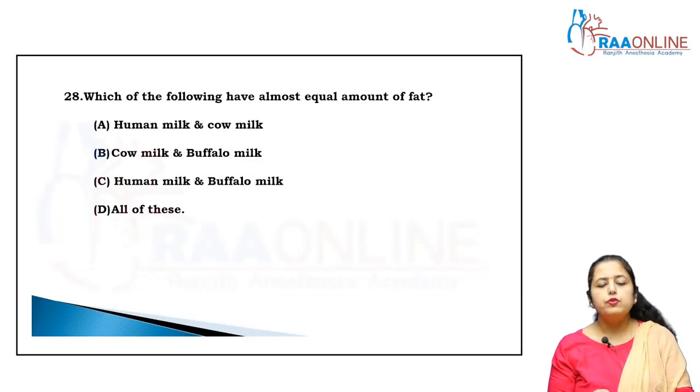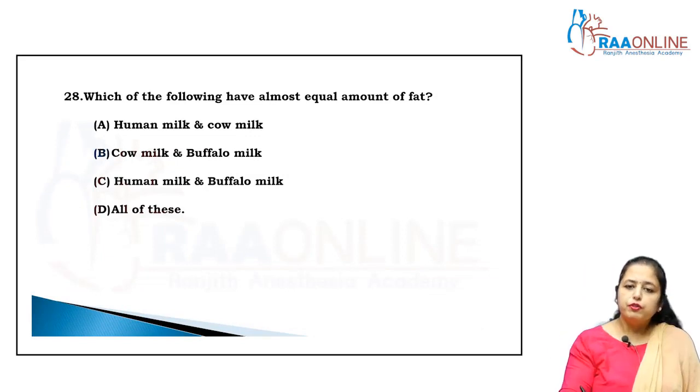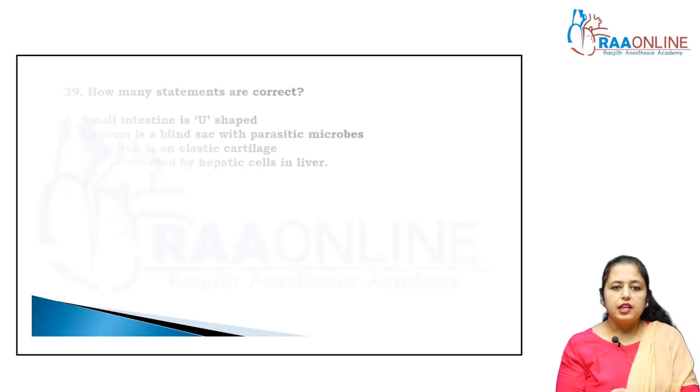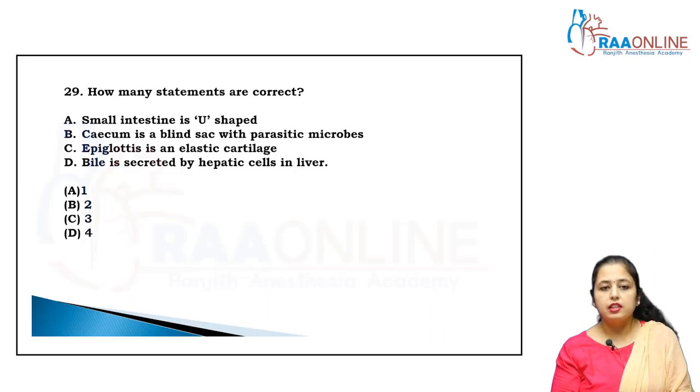Now come to the next one. Which one of the following have almost equal amount of fat? That is human milk and cow milk, cow milk and buffalo milk. Buffalo milk contains more fat than the cow milk, right? Even more than the human milk, and all of these, no. So the correct answer is that human milk has an equal amount of fat as cow's milk. Clear? Now what will happen in the next, how many statements are correct?